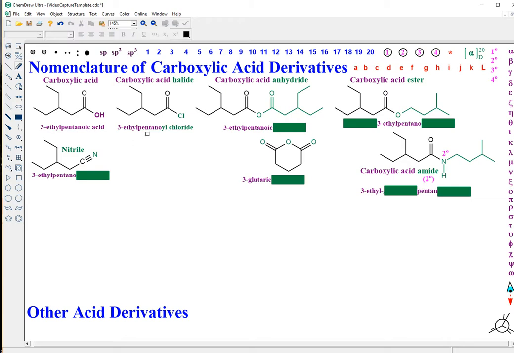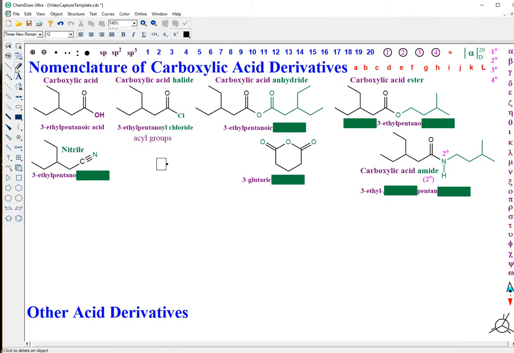It's as if the group to the left is now a group. Those are called acyl groups, which are carbon groups including a carbonyl. And it's as if that is attached to a chlorine and named as an ionic compound.